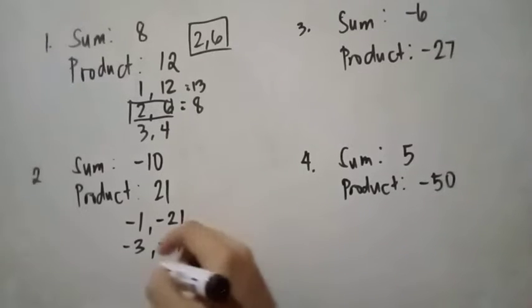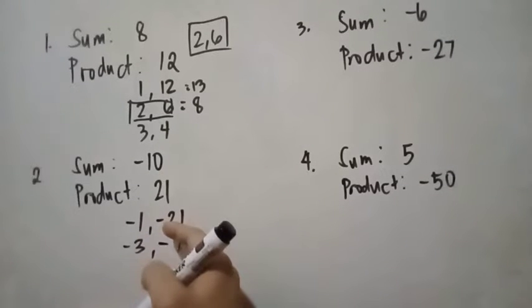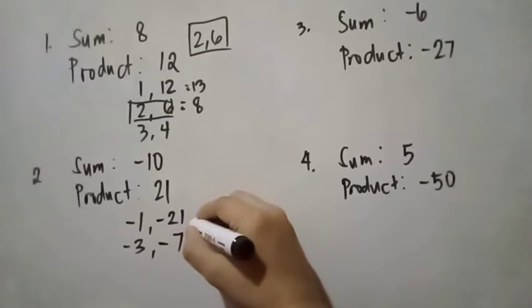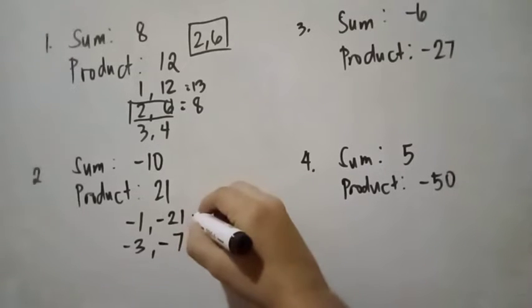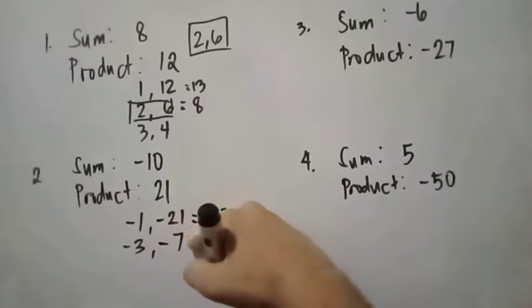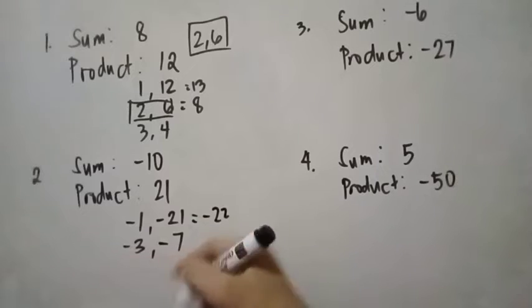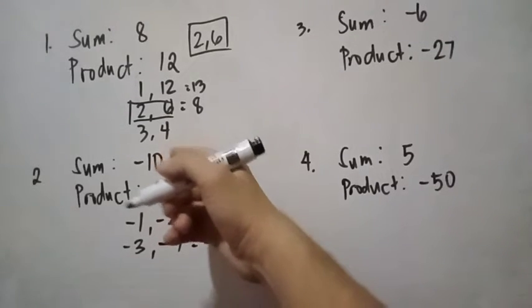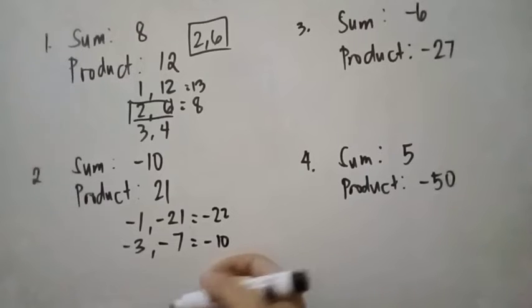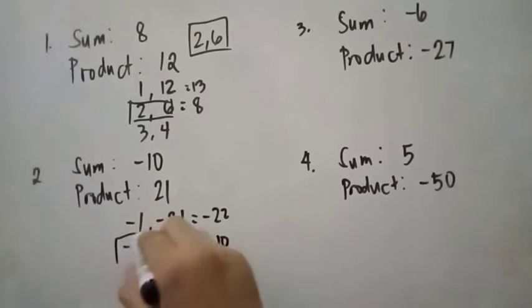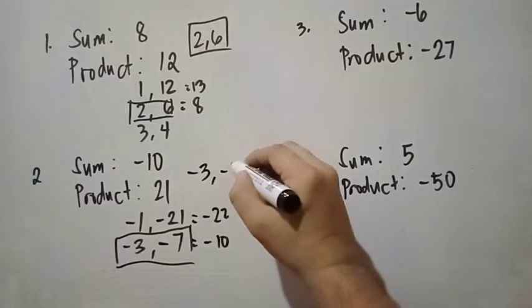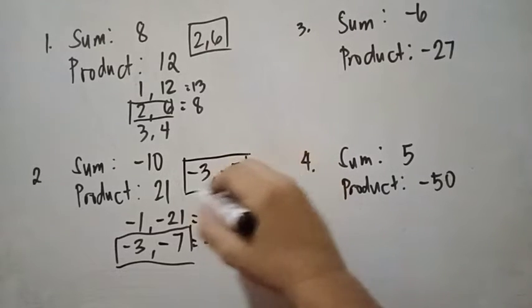Okay. Then, we get the sum of negative 1 and negative 21. The sum is negative 22. And then negative 3 plus negative 7, that is negative 10. So it equals the given sum. This means these are the two numbers we are looking for. So we have negative 3 and negative 7.